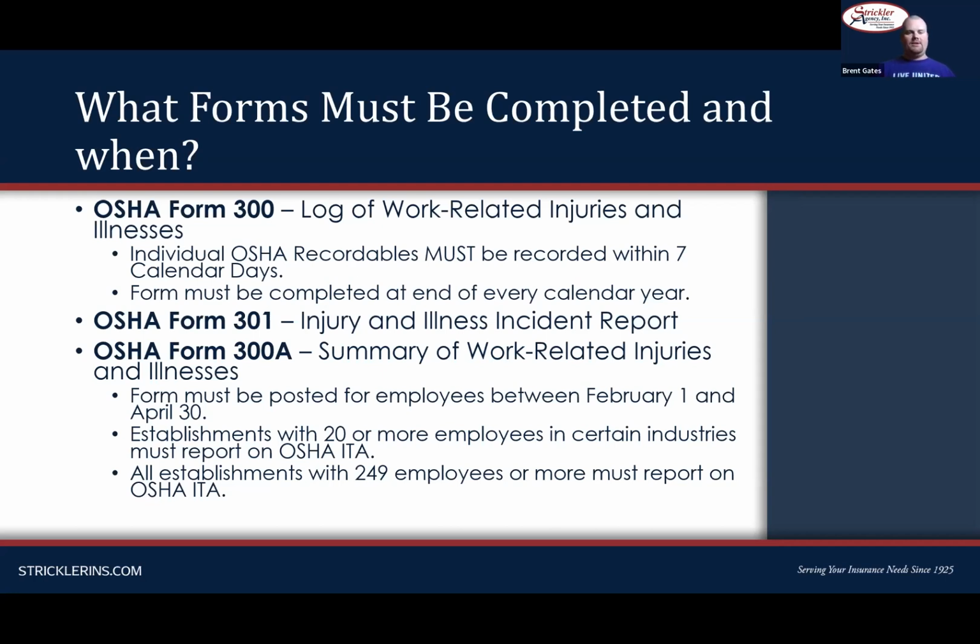So the standard says that you must fill out an OSHA 301 or equivalent for any OSHA recordable that you have. So as long as you have an incident report that contains the same information, you're going to be fine. You don't have to double up and use the OSHA's form as well on top of that. And the 300A form, that's your summary of the 300. The big things with this, and we're going to go through this here in a second, it has to be posted for employees between February 1st and April 30th.